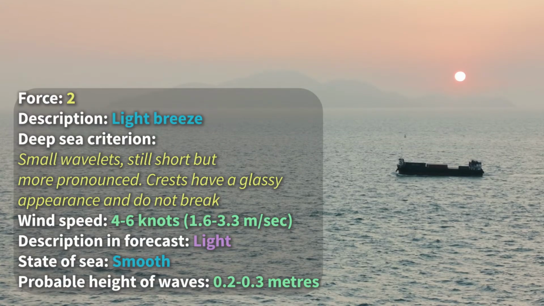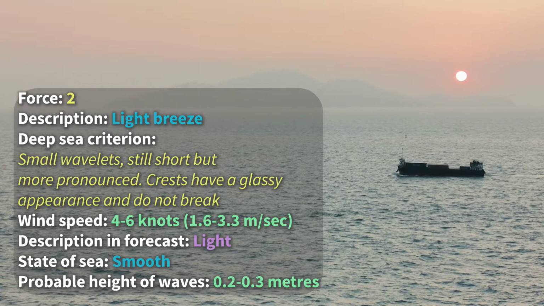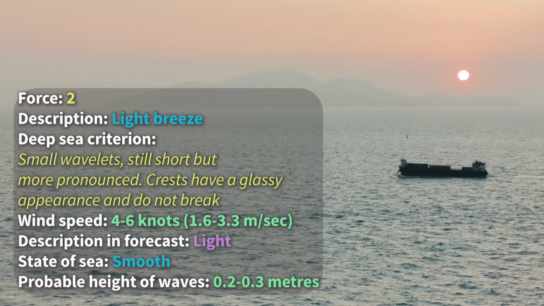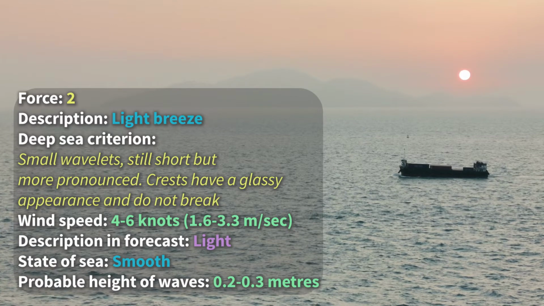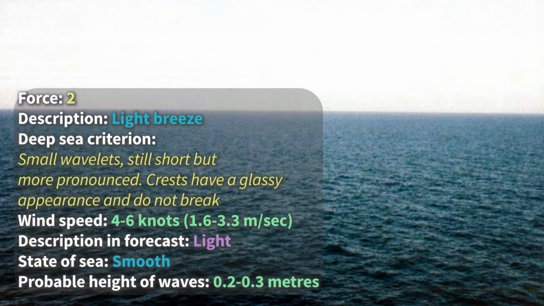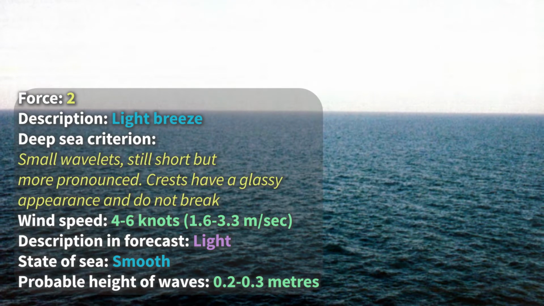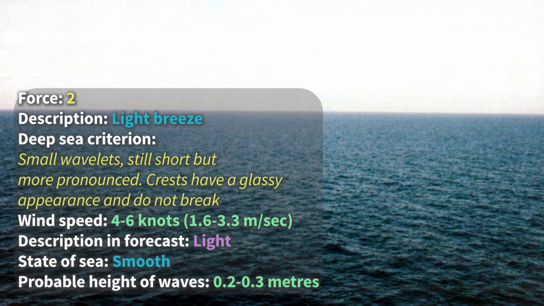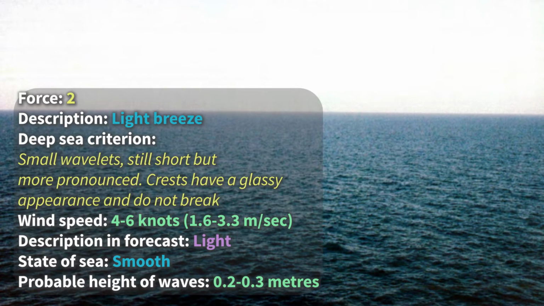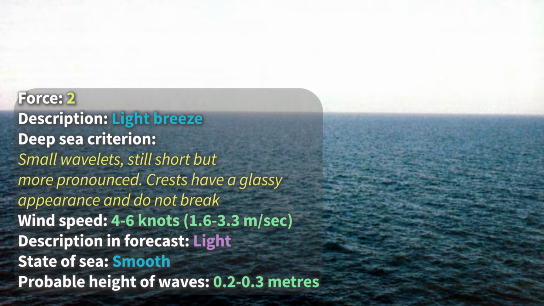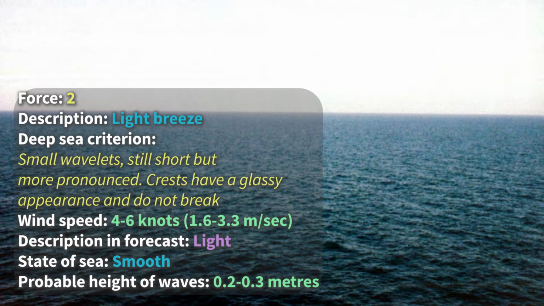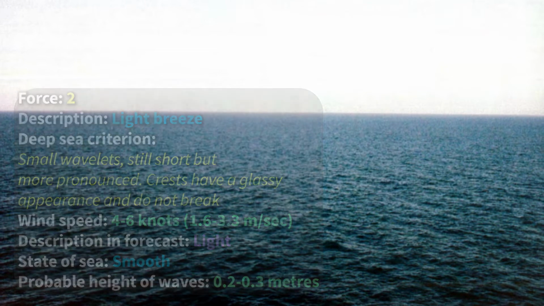Force 2. Description: light breeze. Deep sea criterion: small wavelets, still short but more pronounced. Crests have a glassy appearance and do not break. Wind speed: 4 to 6 knots, 1.6 to 3.3 meters per second. Description and forecast: light. State of sea: smooth. Probable height of waves: 0.2 to 0.3 meters.